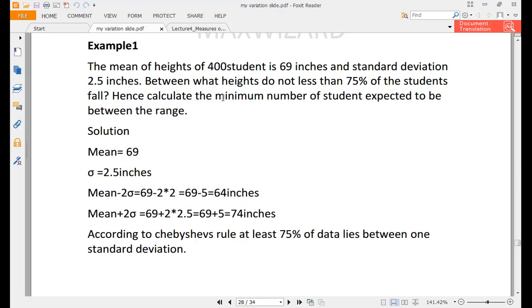But that is not all. The question also asks that we calculate the minimum number of students expected to be between the range. The minimum number of students is actually telling you that they can be more than that, but they will never be less than that. That means they are still talking about at least. So when you say not less than, when you say the minimum number, you are still talking about at least. So that's what everything means.